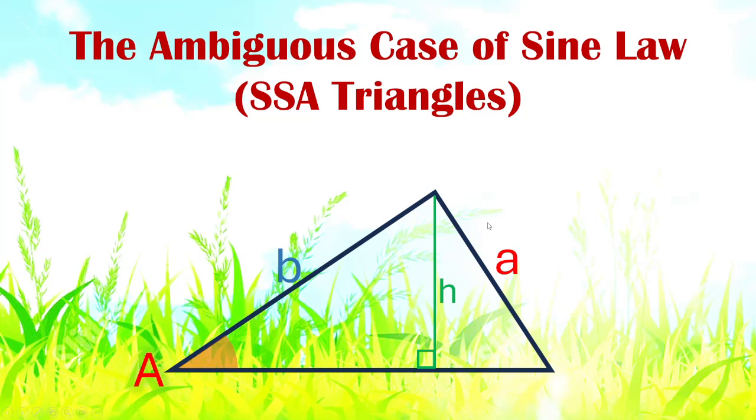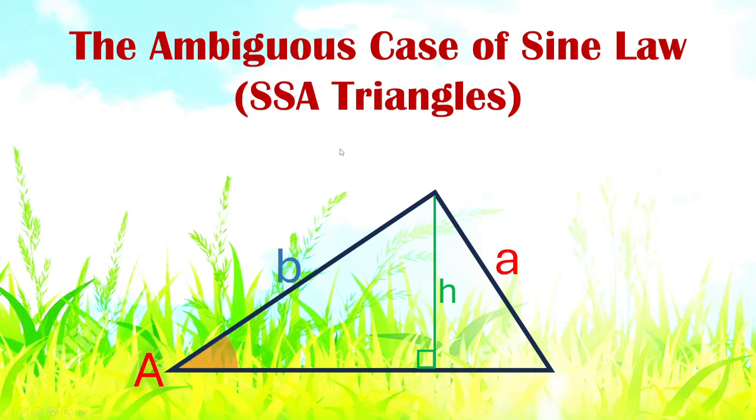Hello class, in this video we will talk about the ambiguous case of the sine law, and this will only come out if the triangle is SSA. It means two sides and the non-included angle are the ones being given. And yes, this is our setup. The triangle may look different. It has many forms, but let's just stick to this one.